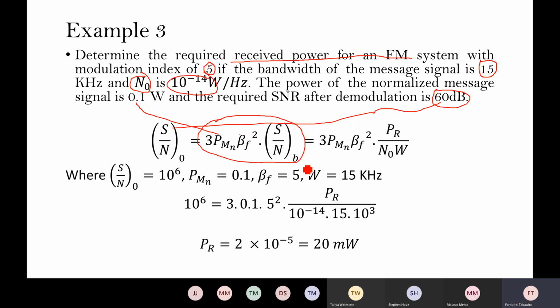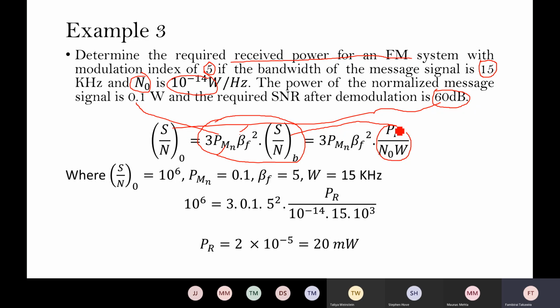Okay. Now, so we essentially know this. We know the beta. So the only thing that we need to do is to express our signal to noise ratio at baseband, but the signal to noise ratio at baseband is always going to be given by the received power divided by N naught W.